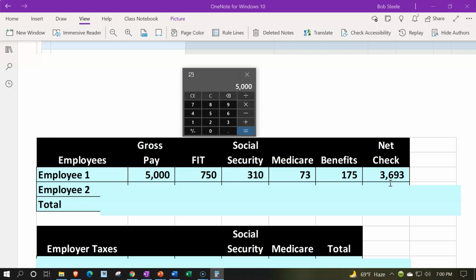Now, in theory, that does not mean that they didn't earn the $5,000. They still earned the $5,000, but we took some of their money and we paid it to other people on their behalf. Part of that was because we were forced to do so by the government for taxes, and part of it might be voluntary for things like benefits that would be the choice of the employee for us to do that for them, which might be things like health insurance or a 401k plan.